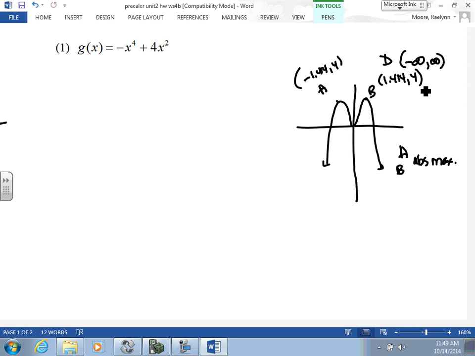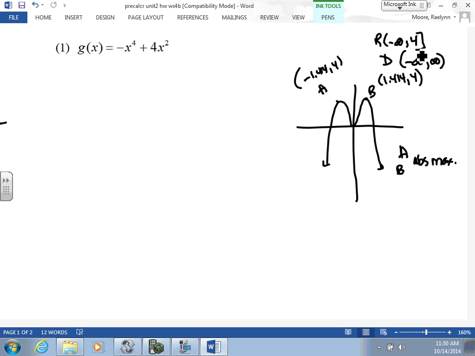Once we know its absolute maximum, can we find its range? Negative infinity to 4. And I'm going to close bracket because I can use 4, right?